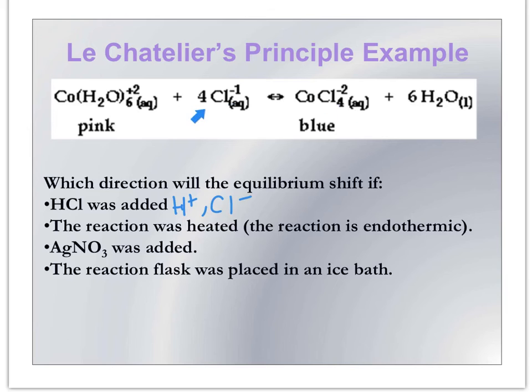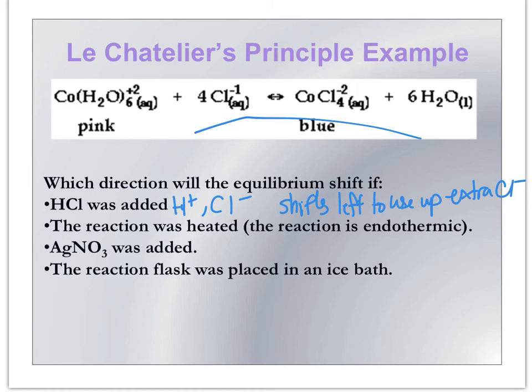If this was at equilibrium and I add HCl, I'm disturbing it by adding more of my reactants. Now I have too many reactants, too many chlorides. What do I do to get rid of those chlorides? It shifts left to use up the extra Cl minuses. So what color is it going to become? Probably more bluish.